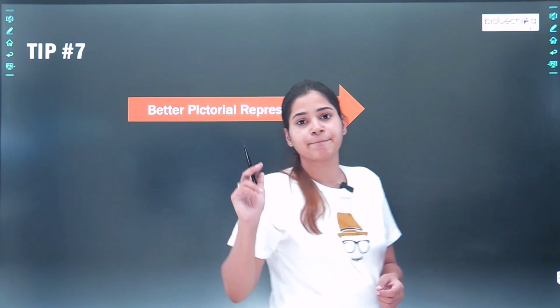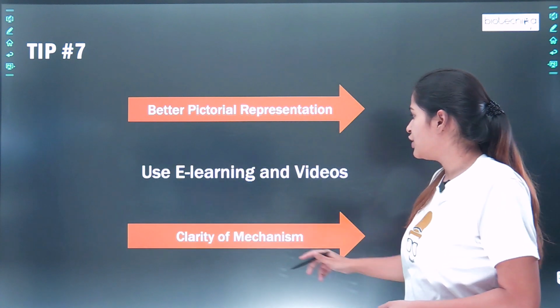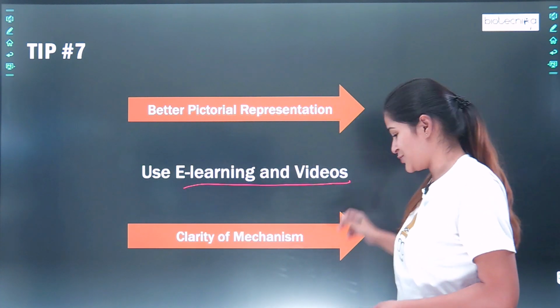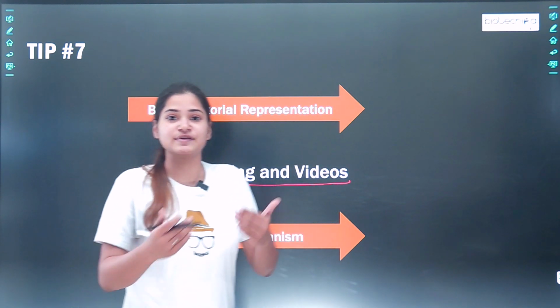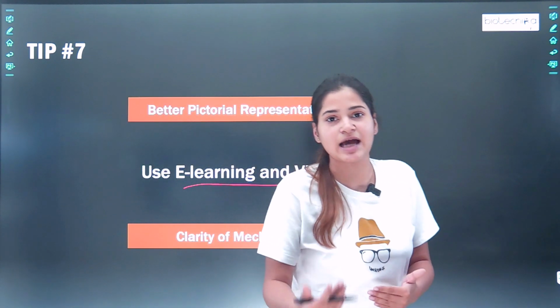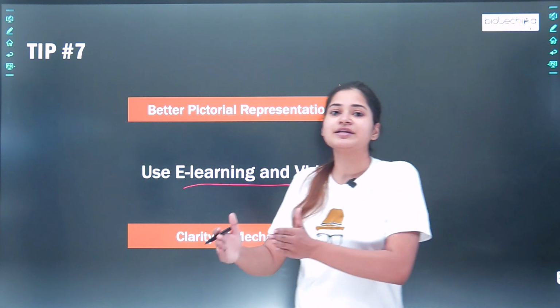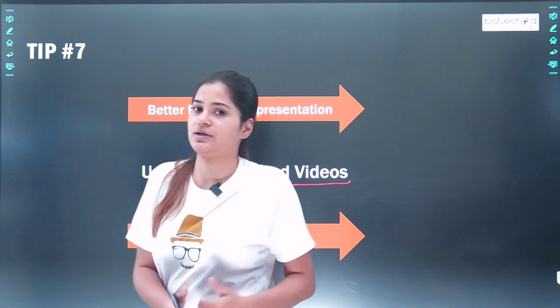Tip number 7. The seventh tip is you can use e-learning as well as videos. Since plant physiology deals with the physiology, the processes that are happening in plants, just reading a book is not enough if you want to build a concept.